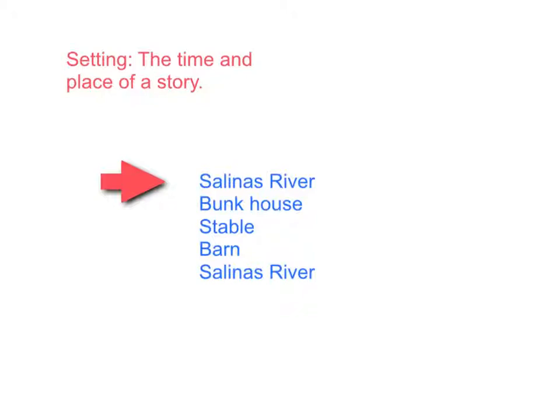The story begins on the banks of the Salinas River and moves to the farm where George and Lenny find their work. Interestingly, the story concludes at the same place, in the same setting in terms of place, as it began, on the banks of the Salinas River.